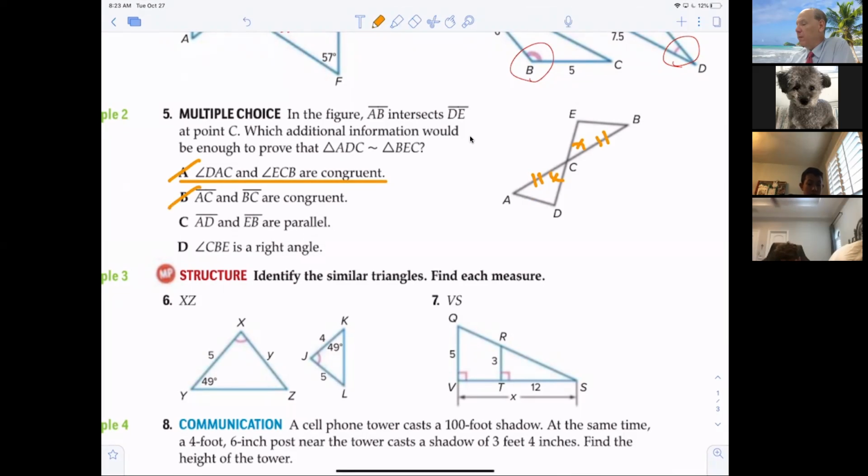Now, what happens if AD, for some strange reason, is parallel to EB? Yeah, there we go. Just saying CBE is a right angle does not really help, in my opinion. Because we have to know that this over here is a right angle. Then that would be good enough. All right, so that was kind of easy. Anybody have any questions with that?